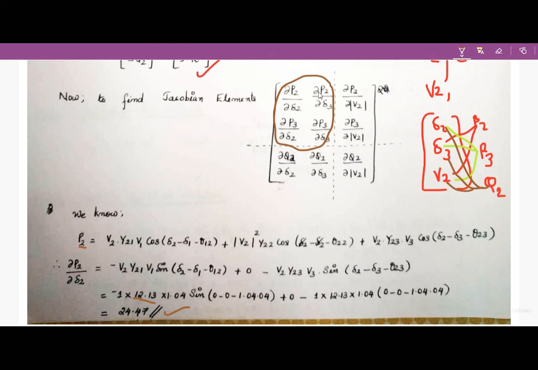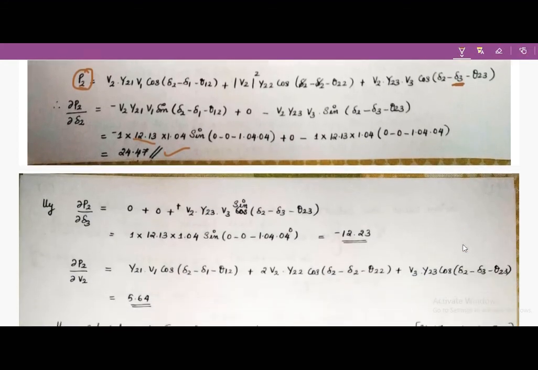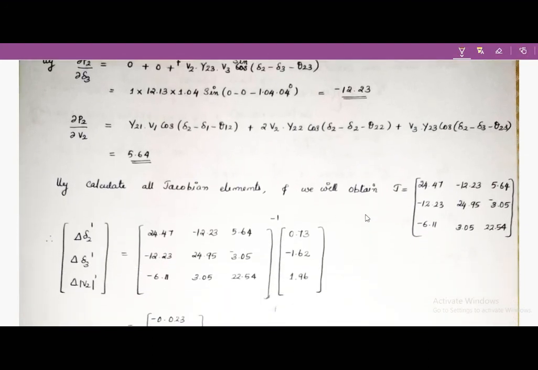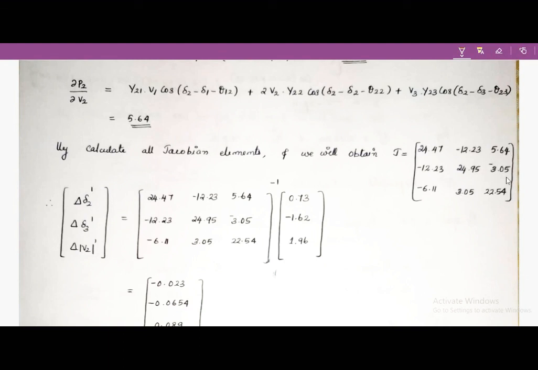Now, how will we get the second term, dou P2 by dou delta 3? If you differentiate the same equation of P2 with respect to delta 3, you will get the next term. So if you differentiate with respect to delta 3, the first two terms will be equal to 0. Similarly, dou P2 by dou V2 means you differentiate that equation with respect to V2, and again substitute all the values. Similarly, by calculating all the elements, you will get the Jacobian matrix like this.